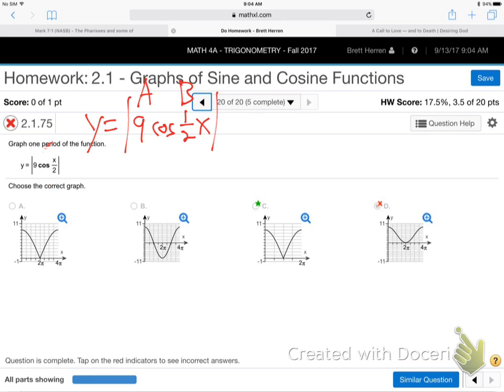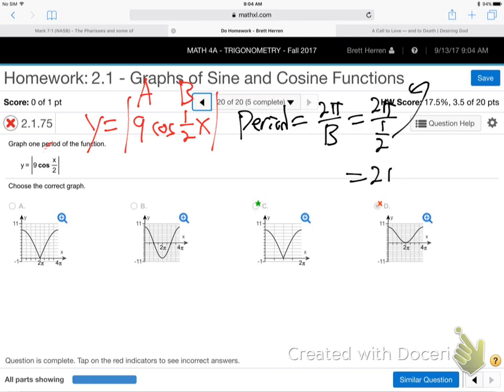So the formula then for period is 2 pi over B. Now the trick is, that's for normal cosine. You'll see as we go. That's what fooled me. So the period is 2 pi over B, and B is a half. You know what you do with the half? You flip the half up. 2 pi times 2 over 1, which is just 2, which is 4 pi. Right? So the period is 4 pi.